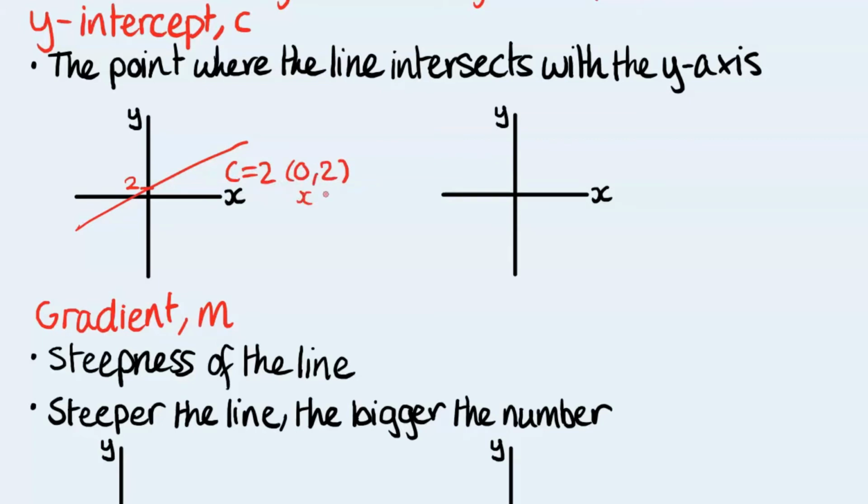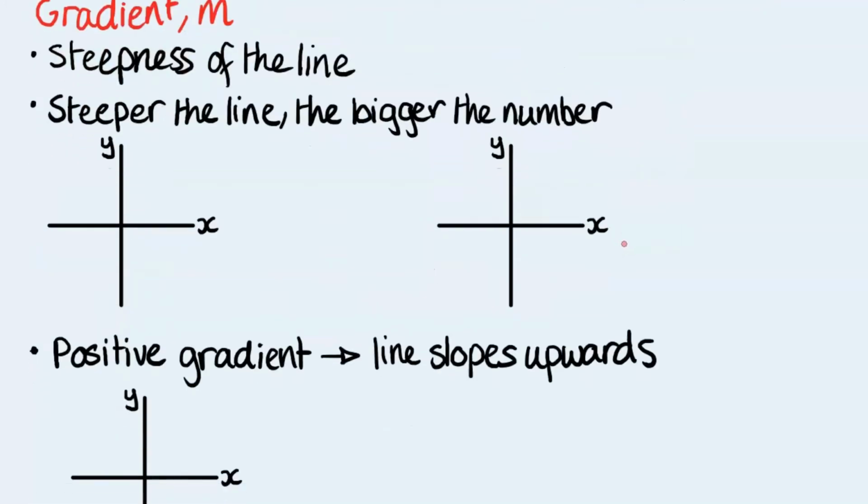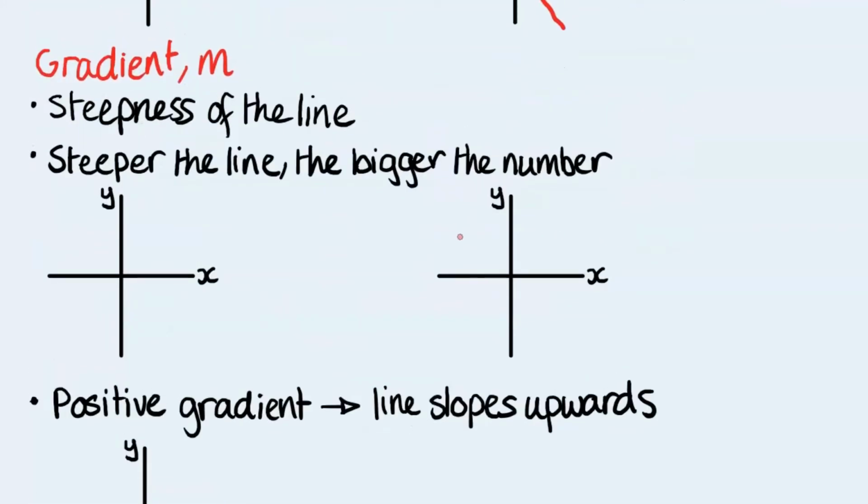So we have x and y, okay? So similarly, you can have a line going down the way, and say if it cuts at minus 3, well, we'll say that c is equal to minus 3, and then the coordinates will be 0, minus 3. Okay. Now, when it comes to the gradient, I've actually done a previous video explaining how to calculate the gradient of a straight line, so I'll link that in the description. But essentially, the gradient is the steepness of the line.